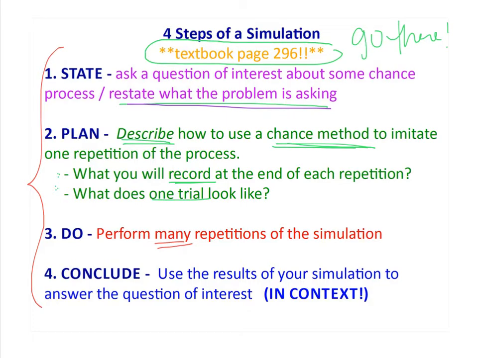Step 4 is to conclude. So we use the results of our simulation to answer the question of interest. So we're answering the question that we asked up here. Step 4 loops us back to step 1, making this a cycle, not just 4 random bullet points. This is one simulation, so it's going to be cohesive when we answer the question that we asked up here. Also, make sure you use context. You'll see examples of this, but this is where points can easily be deducted on the AP test. If you don't answer in context, that's going to reduce your score, and those are easy points to get.